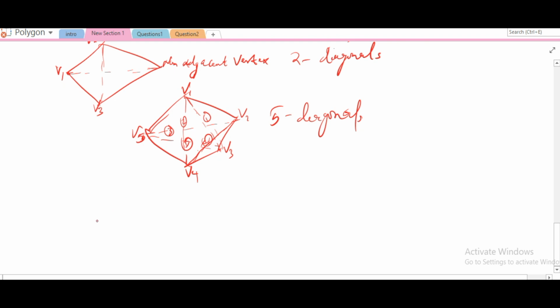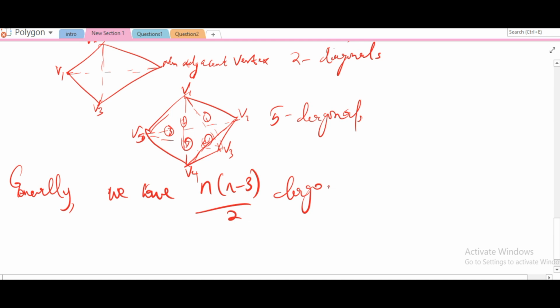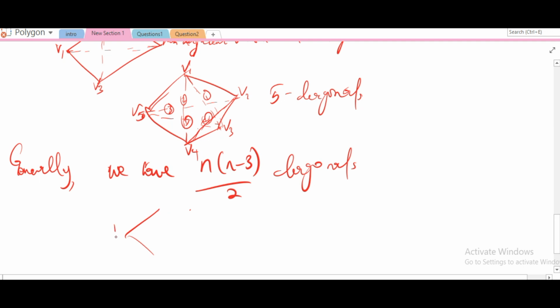Let's get something here. So generally, we have n times n minus 3 over 2 diagonals. So for any polygon, we have this V1, V2, V3.